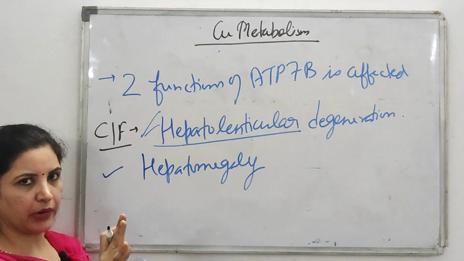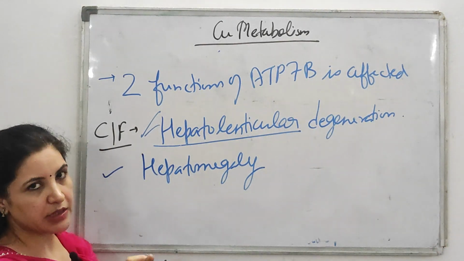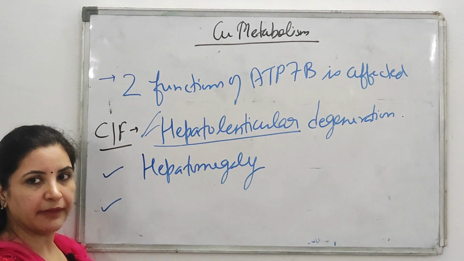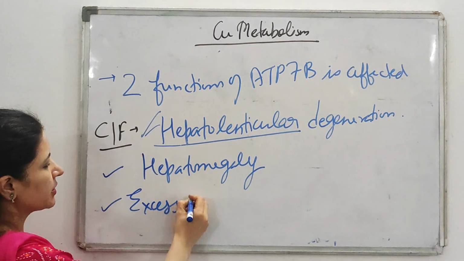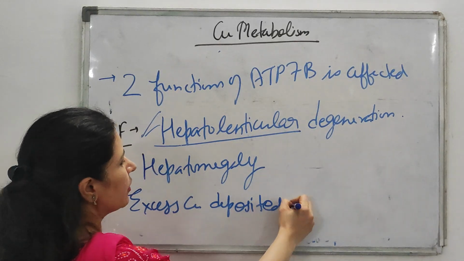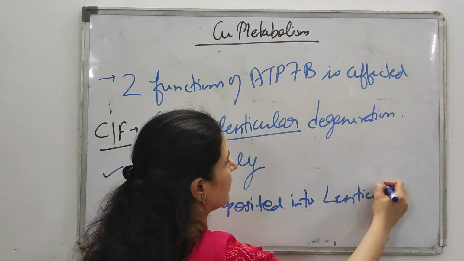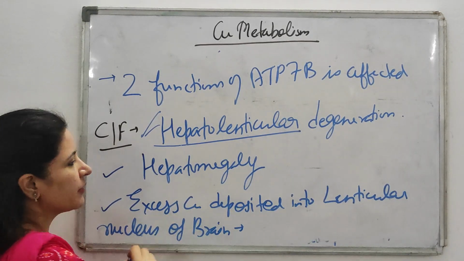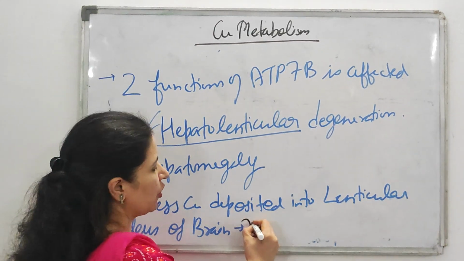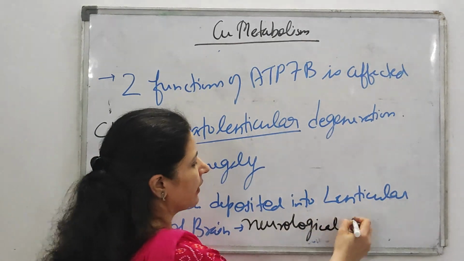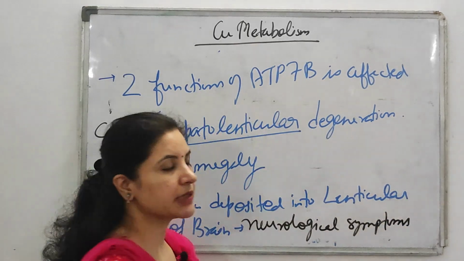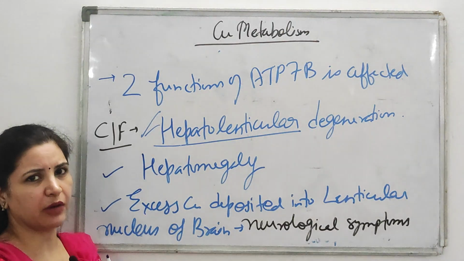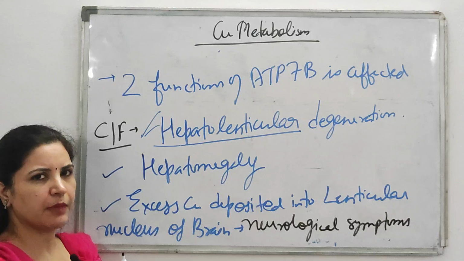Second thing, now there is excess copper in the whole body. That excess copper is first deposited into your liver, resulting in hepatomegaly, and then the excess copper gets deposited where? Into the lenticular nucleus of the brain. And because of deposition of this excess copper in the lenticular nucleus of the brain, patients present with what? Neurological symptoms. So hepatomegaly is there, neurological symptoms will be there. What kind of neurological symptoms? Like the patient having tremors, behavioral changes, mental retardation. Okay. So these are the neurological symptoms that come in patients with Wilson disease.